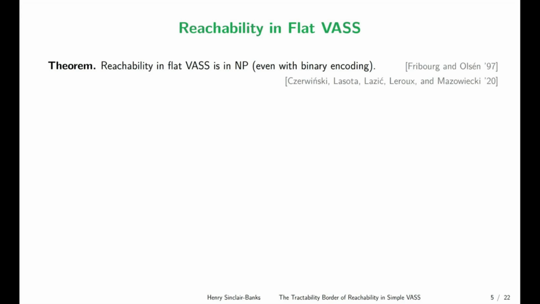Anyway, this is going to set the scene, because this was the tractability border for a certain reachability problem. All problems here are in NP. What do I mean by that? Regardless of the dimension, when I don't specify the dimension and I'm allowed binary encoding, reachability in flat VASS is always in NP. This can be lifted from work from 97. It was only really written in this format in a more recent paper. The idea is not new.